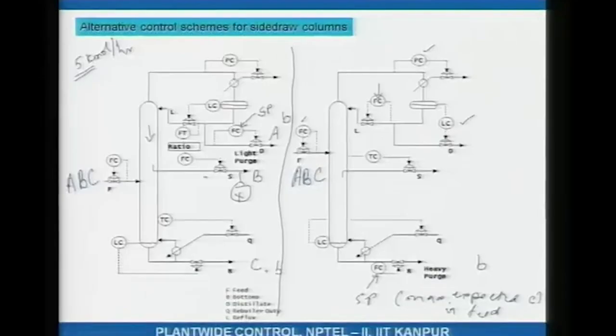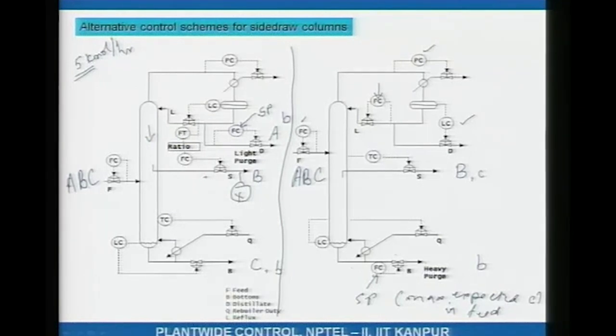Of course, a tray temperature is controlled using the side draw. If this temperature is increasing, what does it mean? This is essentially B with a little bit of C, okay. So if the temperature is increasing, I think what it means is the amount of C, that is the impurity, is actually increasing. So if too much C is accumulating, what would you do? Would you increase the side draw, would you decrease the side draw? You decrease the side draw so that the C goes down, okay.